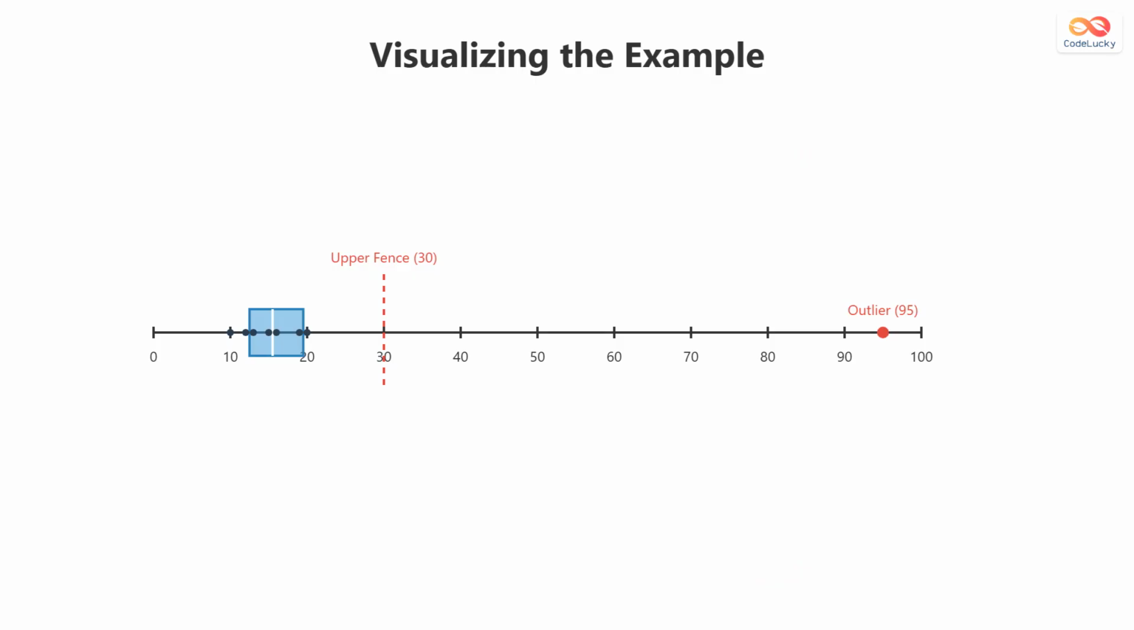Here is that same example visualized. You can see the main cluster of data on the left, comfortably inside the fence. The upper fence is at 30. The value 95 sits far to the right, well beyond the fence. This visual confirmation helps prove that 95 does not belong with the rest of the distribution.